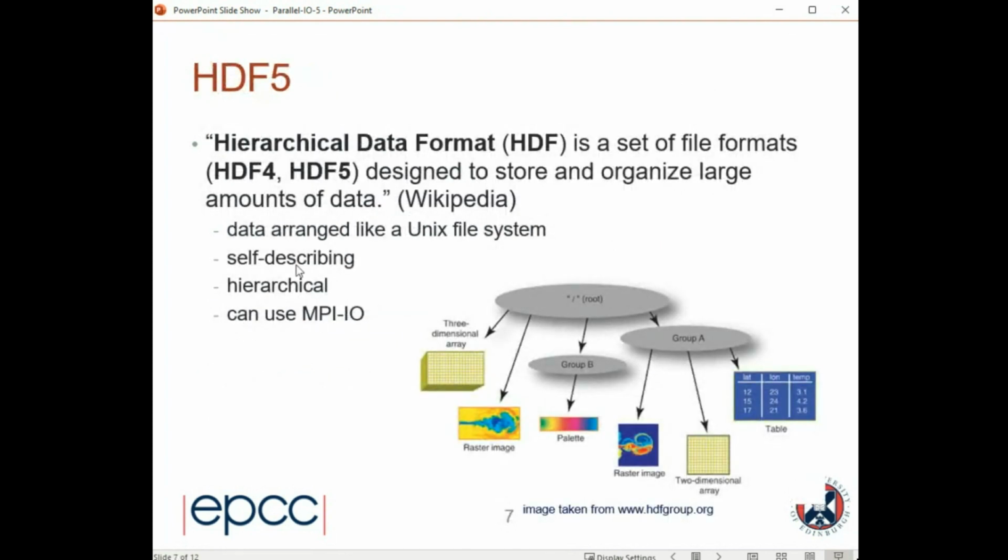So HDF5, I got from Wikipedia, is a set of file formats, well, HDF, designed to store and organize large amounts of data. I've not used them a huge amount myself. Well, I've worked with them with user codes, but I've not actually written anything myself. But the data is arranged like a Unix file system. It's self-describing and hierarchical, and it can use MPI-IO to do the I/O. So basically, it can be like a whole file system, and data knows whether it's a table, 2D array, a raster image, a three-dimensional array. All these things are taken care of, and that's done so that you can then write standard post-processing and analysis tools.